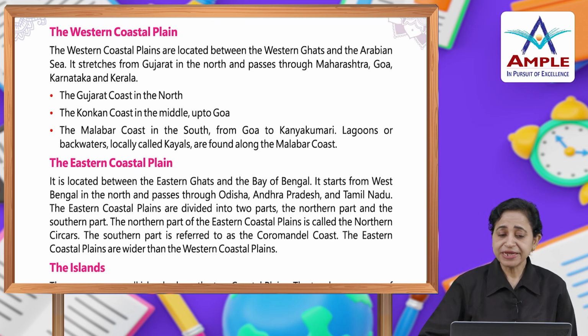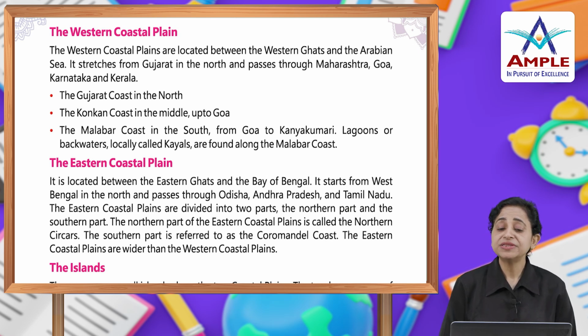The eastern coastal plain is located between the Eastern Ghats and the Bay of Bengal. इन दोनों के बीच में है ये located and it starts from West Bengal in the north and passes through Odisha, आंध्र प्रदेश and तमिल नाडु. बच्चों इसको मार्क करते जाइए या एक टेबल बना लीजिए जहाँ जहाँ आपको प्लेसेस को मार्क करना है कि कहाँ से कहाँ तक मिलते हैं, कहाँ से कहाँ पास होकर जाते हैं.